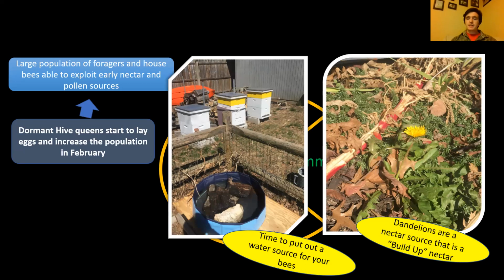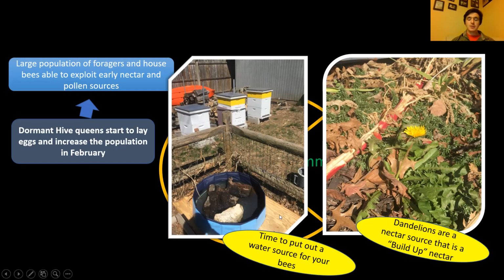And it's really the dandelions. I'm mentioning the dandelions as a buildup nectar. What I mean by that is you don't really see honey that you can harvest from the dandelion plant. They bring that nectar in, and instead of dehydrating it and making it into honey, they consume all of those calories right away and build that population using the dandelion calories.